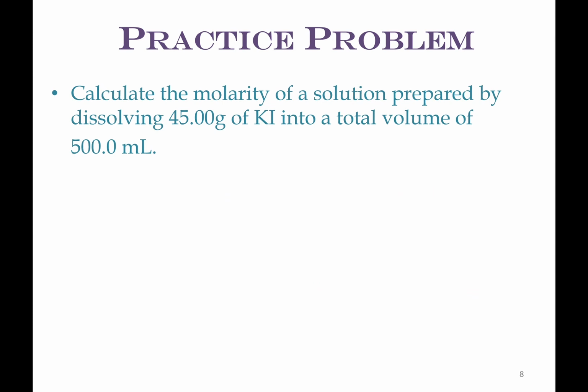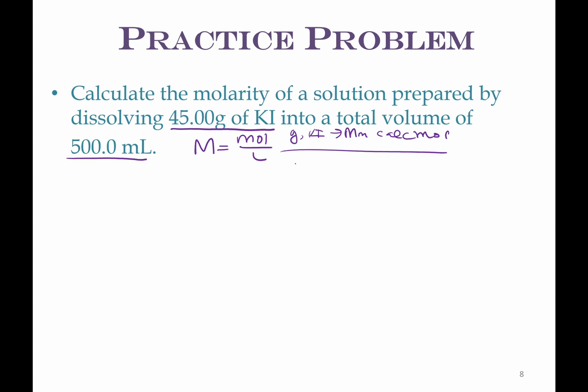Calculate the molarity of a solution prepared by dissolving 45 grams of potassium iodide into a total volume of 500 milliliters. All right, so we need what molarity is, moles over liters. Well, we don't have moles and we don't have liters, but we have grams and we know it's potassium iodide, so we can use the molar mass to calculate moles on the top. And on the bottom, we can convert milliliters to liters.